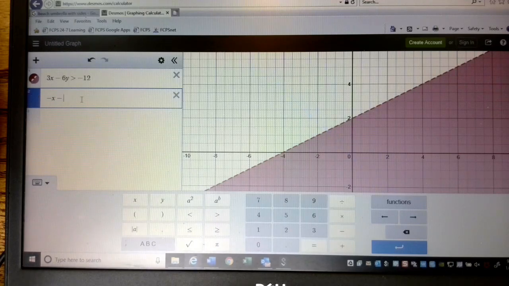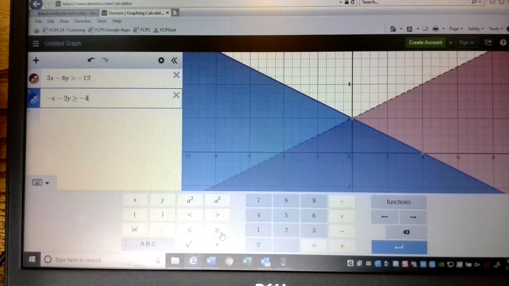-x minus 2y is going to be greater than or equal to. So we'll go ahead and add that symbol, -4. So you can see Desmos is awesome. It uses a different color. So on your answer sheet, this is sector 1, where nothing's true. Sector 2, where only the red is true. Sector 4, where only the blue is true. So guess what your answer is? Number 3, where just that one's true.